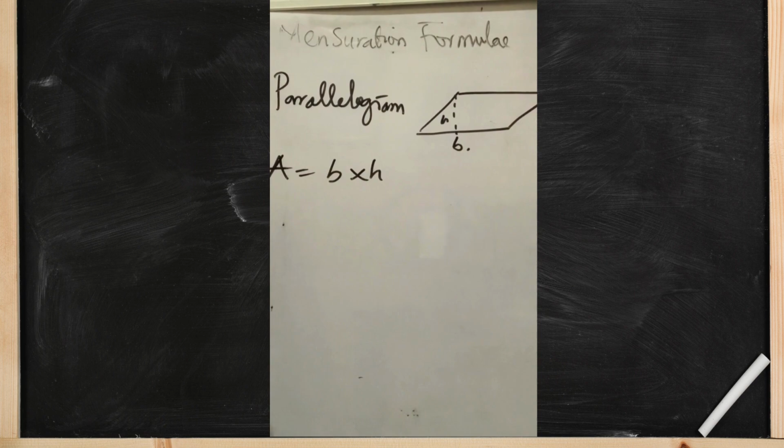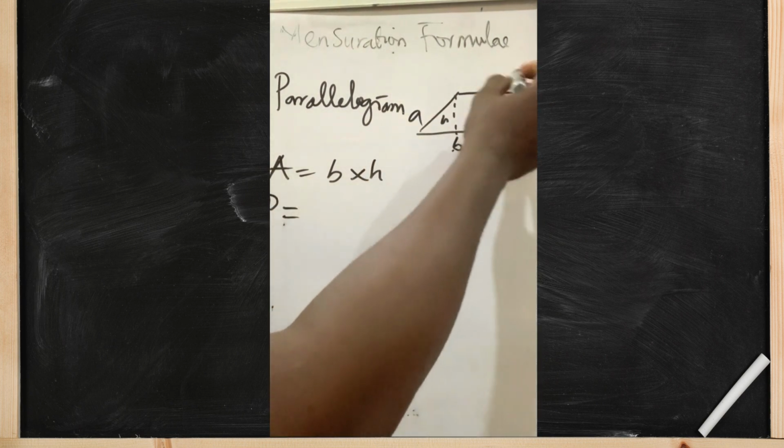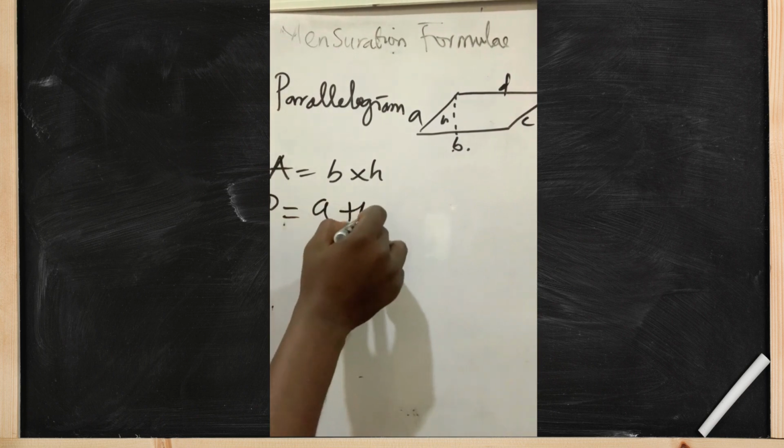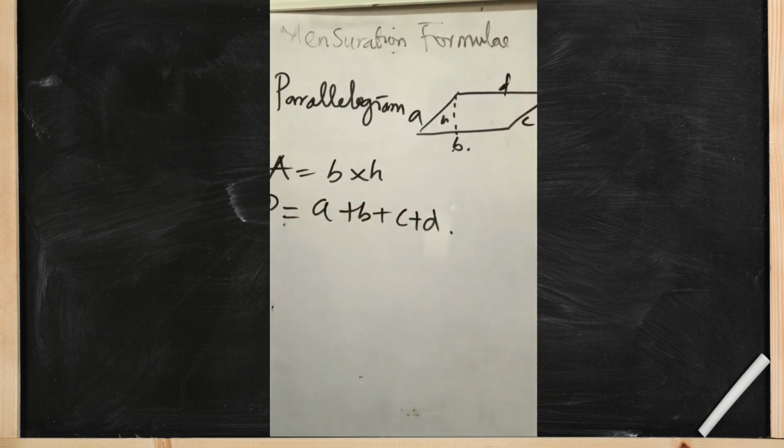This base, which is here, multiplied by the height, gives us the area. Now, one thing I need you to keep at the back of your mind is that the perimeter is actually the sum of all sides. So if this is A, B, C, D, then it's going to be A plus B plus C plus D.